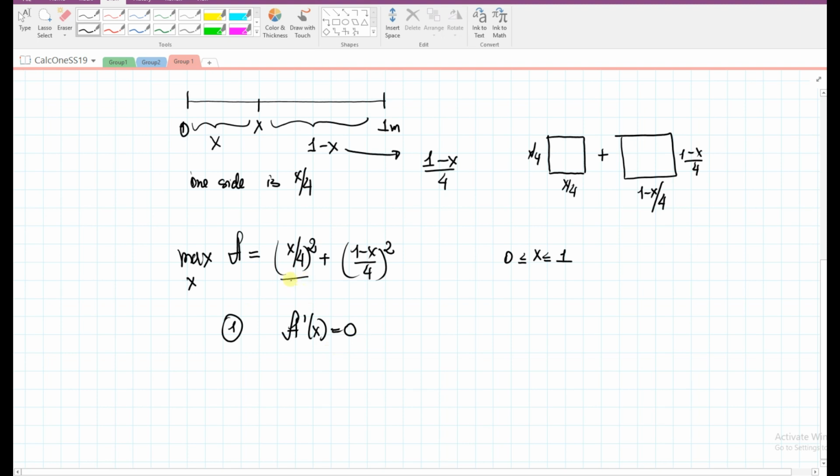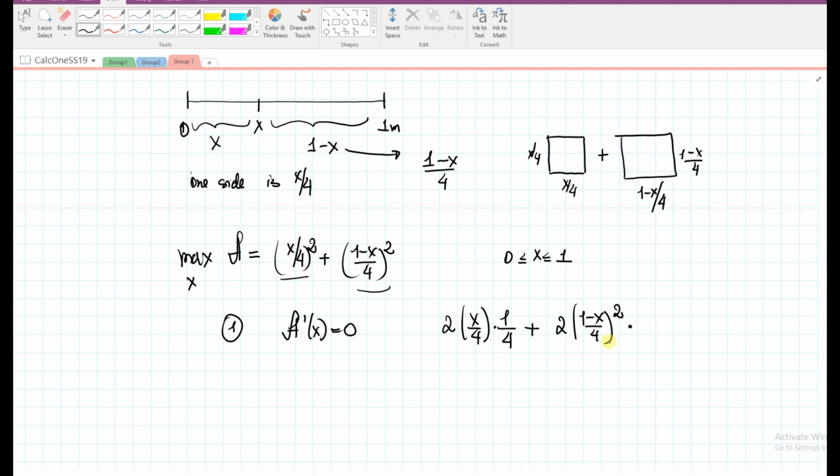So what is the derivative of x over 4 in the square? It's 2 multiplied by x over 4 multiplied by 1 over 4, right? According to the chain rule. Plus, what is the derivative of this thing? It's 2 multiplied by 1 minus x over 4 in the square multiplied by the derivative of 1 minus x over 4, which is minus 1 over 4, right?